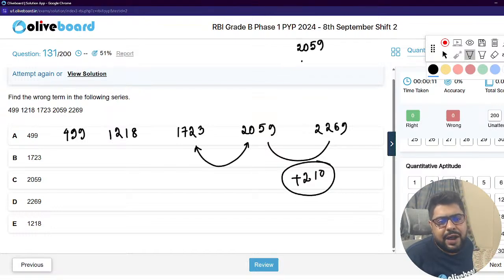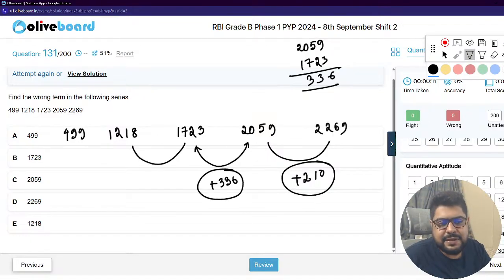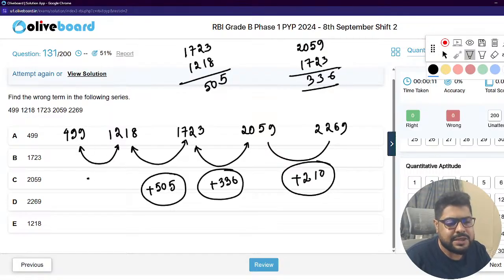Do it normally, sir. 2059, 1723. So this is 6, this is 3, so 336. Now again, if you have practiced enough questions, these numbers only will ring some bells. The numbers themselves will tell you something, sir. So 1218, this is 5 and this is 500, so this is 505. And this is how much, sir? 500, so 718, 719.